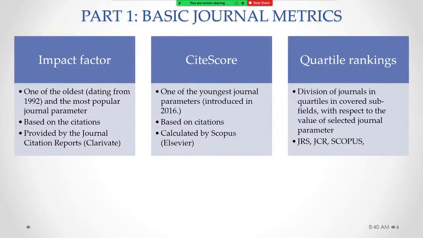CiteScore is, someone would say, something similar to impact factor. Indeed, it is similar in that it is also based on citations. It is one of the youngest journal parameters. It was introduced in 2016, and it is calculated by Scopus, which is a specific and unique service provided by the Elsevier company. And then we have quartile rankings. Quartile rankings are a division of journals into quartiles in covered subfields with respect to the value of a selected journal parameter. And we have the journal ranking score. We have quantities provided by these companies and entities, because Scopus is a company, Clarivate is a company, but the SJR, provided by SCImago, is some kind of entity. And when you have those values, you divide your journals according to the values of these parameters into quartile rankings.